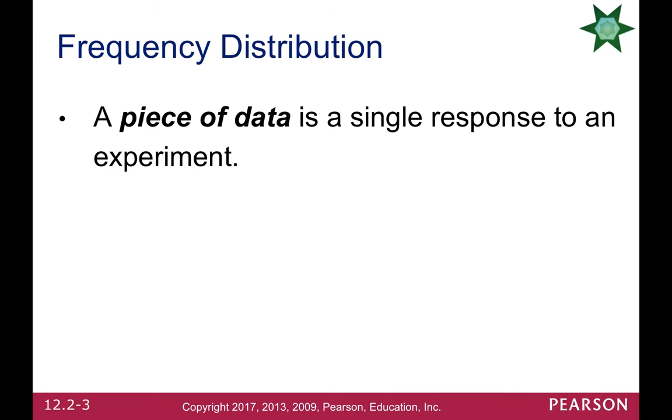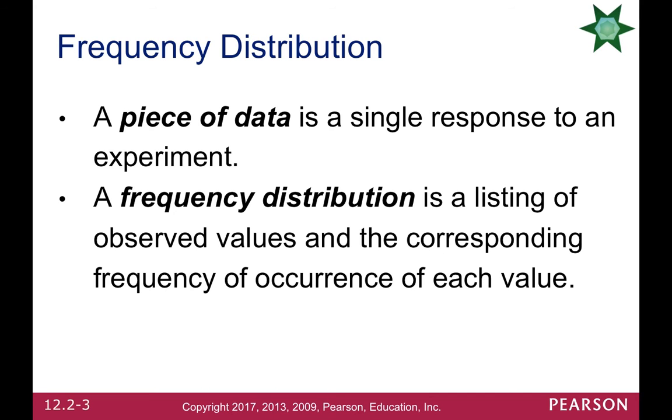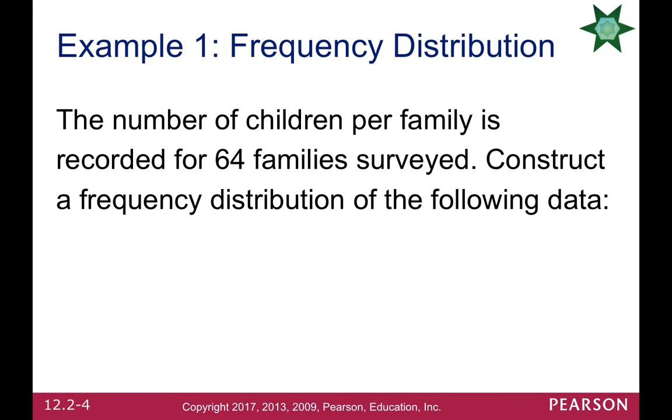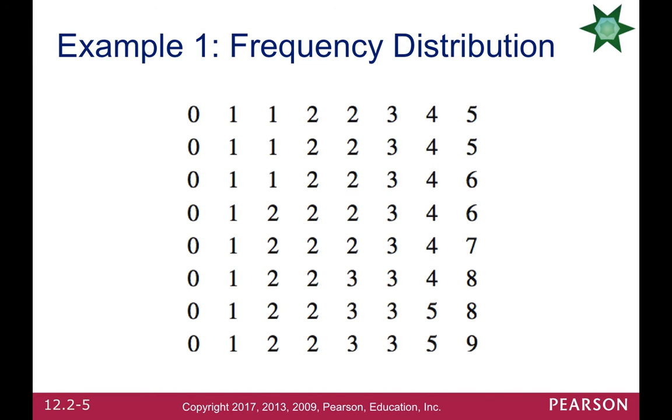Okay, so the first one we're going to look at is frequency distribution. First of all, a piece of data is a single response to an experiment. A frequency distribution is a listing of observed values and the corresponding frequency of occurrences of each value. So here's the first example. A number of children per family is recorded for 64 families surveyed. Construct a frequency distribution of the following data. So here's all the data, guys, and it's all actually ordered by value. Sometimes that's not the case, but in this particular instance it is.